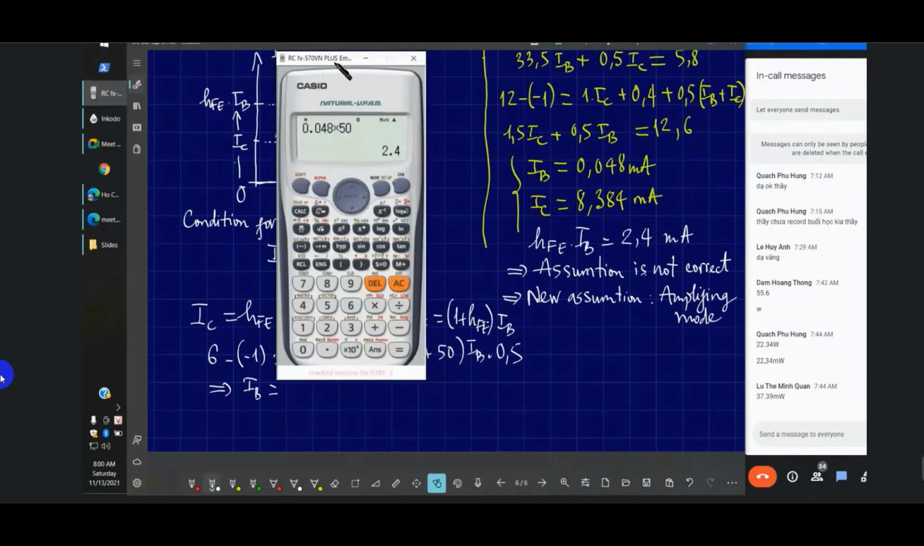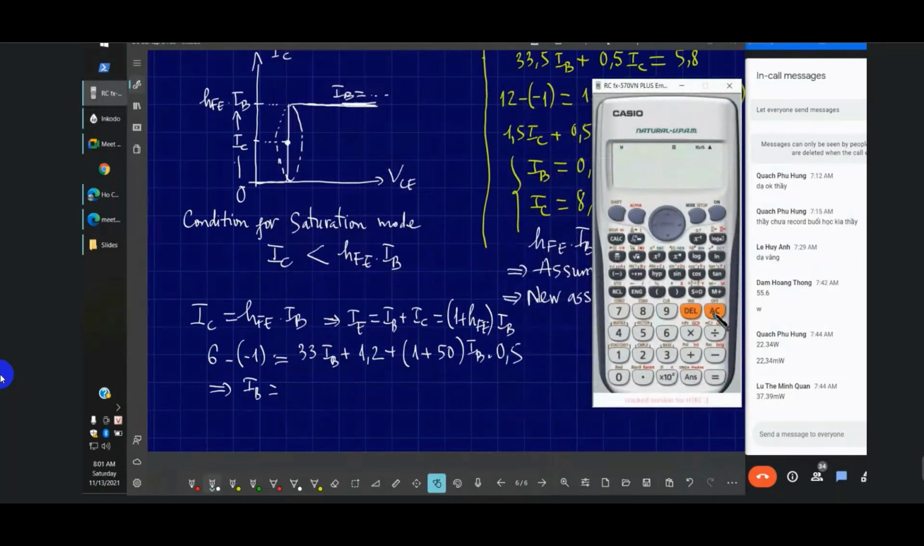So I open my calculator to do it. So this one is 33, plus 50. Okay, no, 51 divided by 2, multiplied with 0.5, divided by 2. Okay, and that is our IB parameters multiplied, and then I got my 58.5.